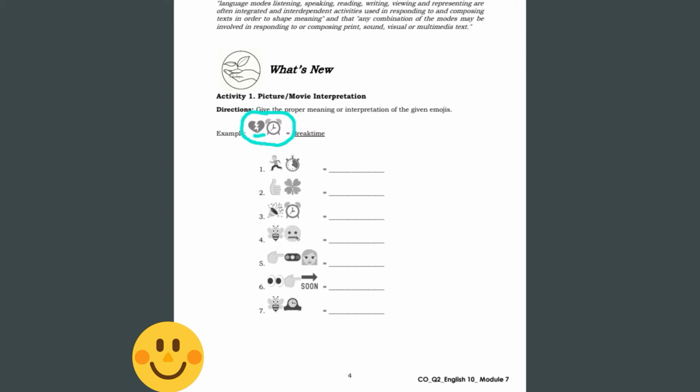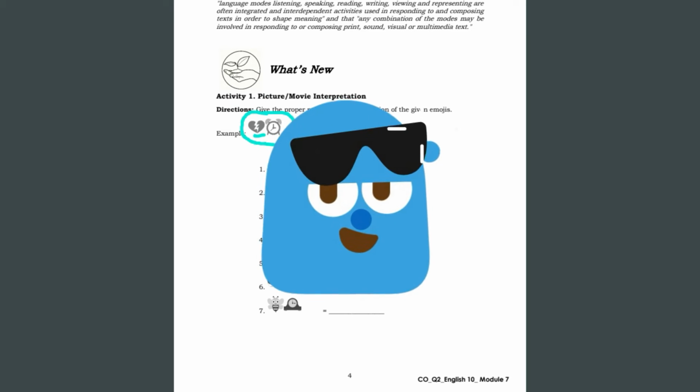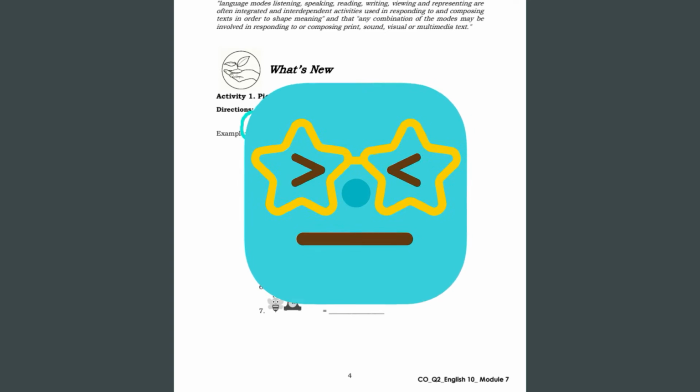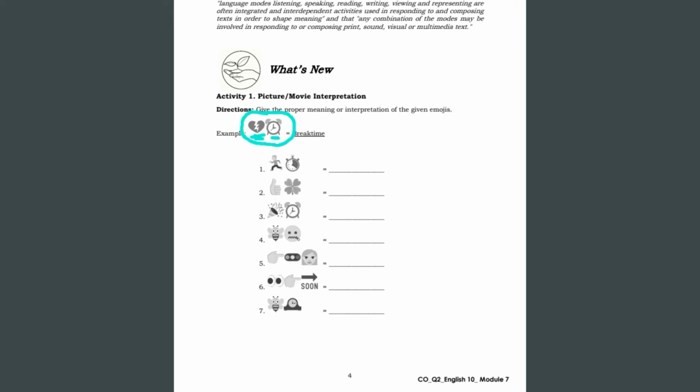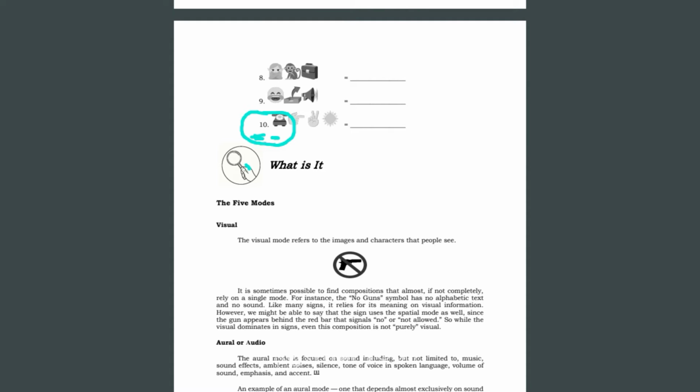Okay, so that's what we're gonna do. You're going to decode the pictures and make them into words. So say for example, you have break and you have time. So you have the word breaktime. Okay, so you're gonna do that starting from 1 up to 10. And the next is What Is It?